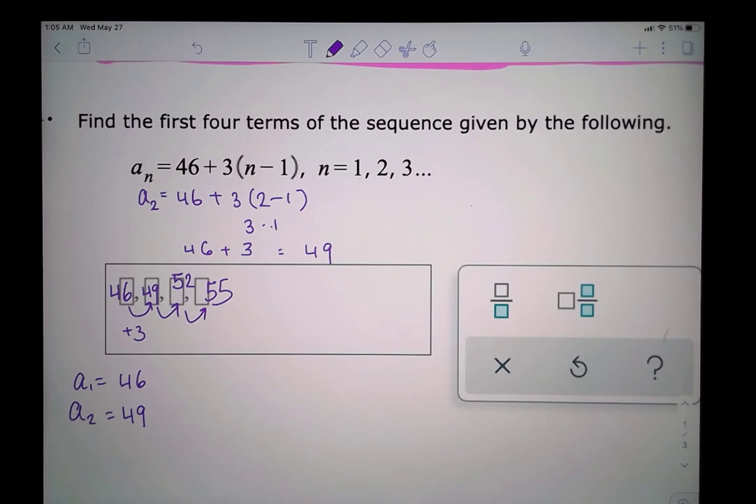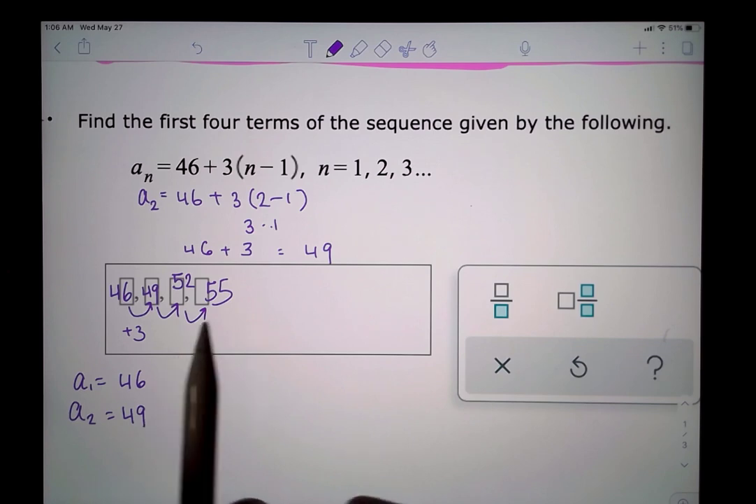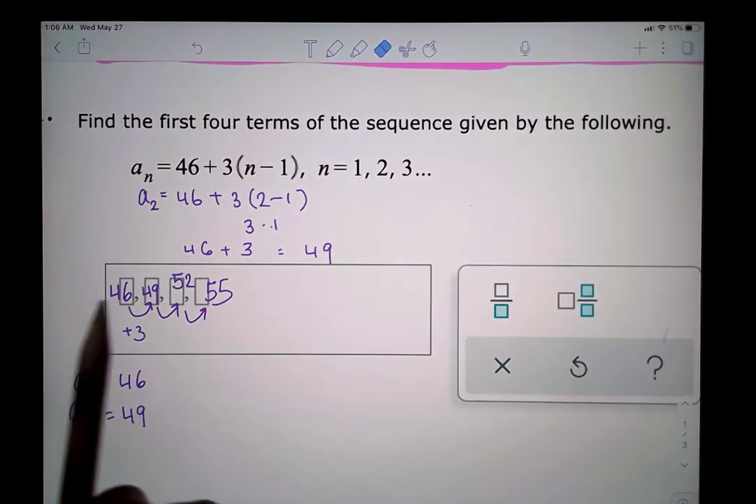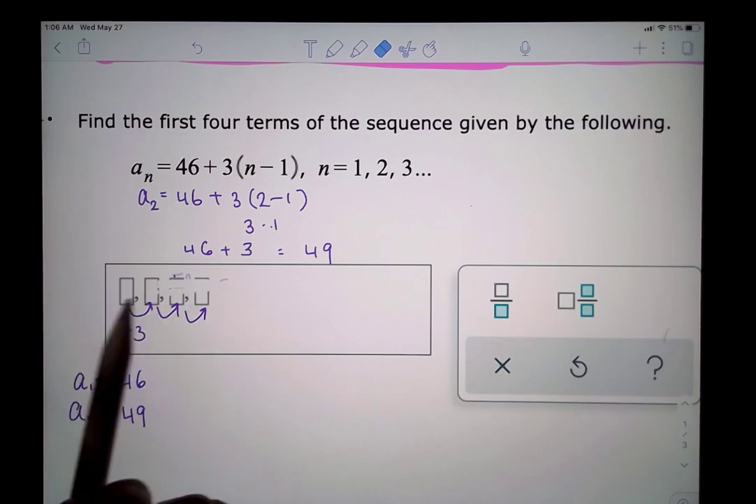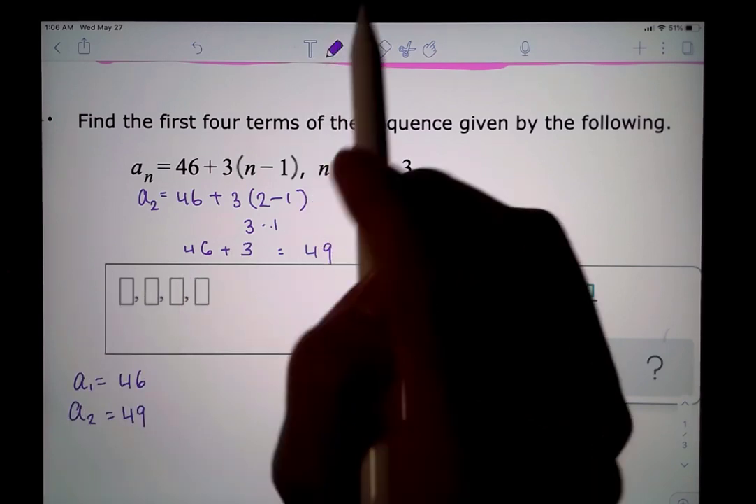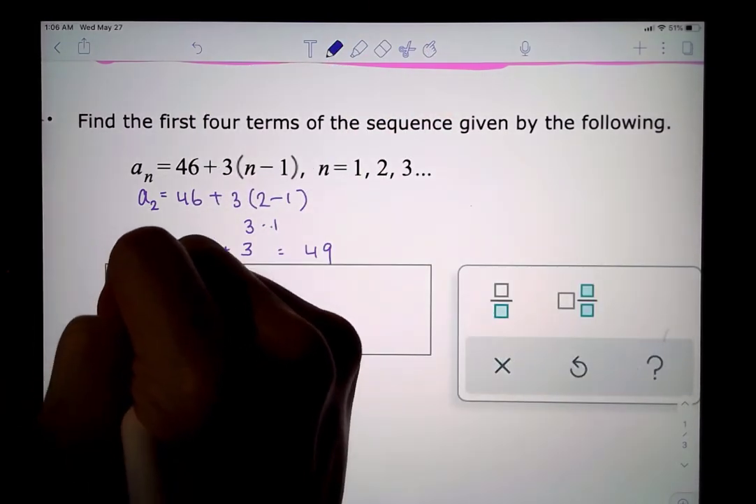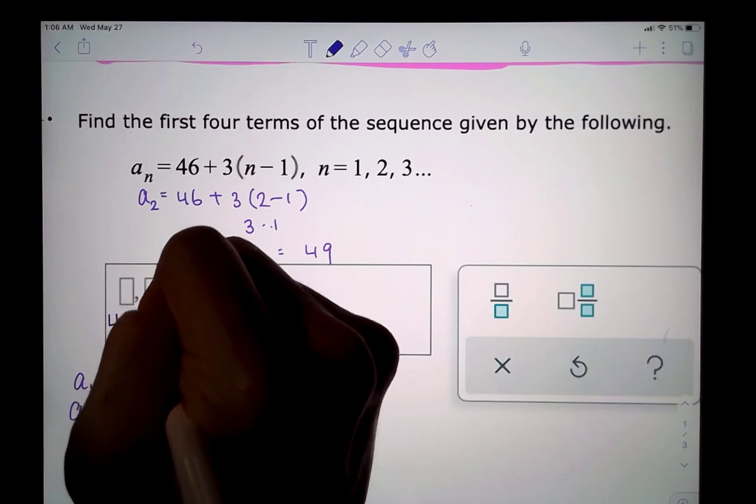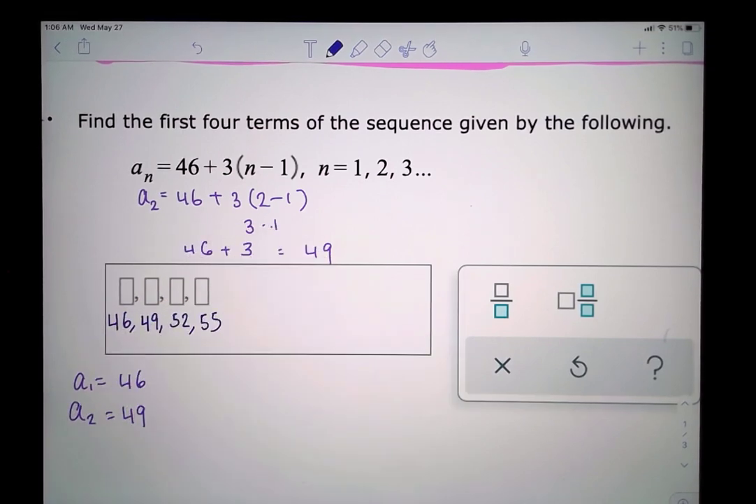Okay, so just like a function, you plug in the values for N: 1, 2, 3, and 4. Alright? And calculate it, then you will get the answers. Don't you see this clearly? Let me change the color. It's 46, 49, 52, 55.